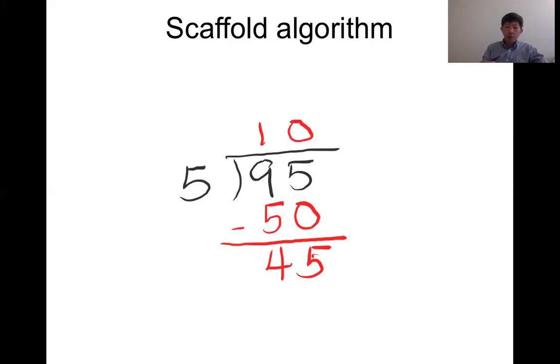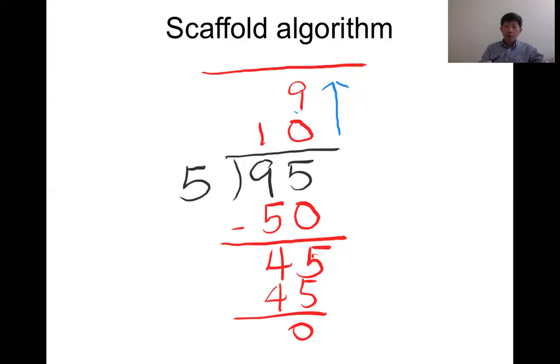Next, we say 9. Yes, 9 times 5 is 45, all right? Now the scaffold method is basically finding numbers like 10 and 9, and we add up the total from bottom to top. So 10 plus 9 is 19. So the final answer is 19, okay?